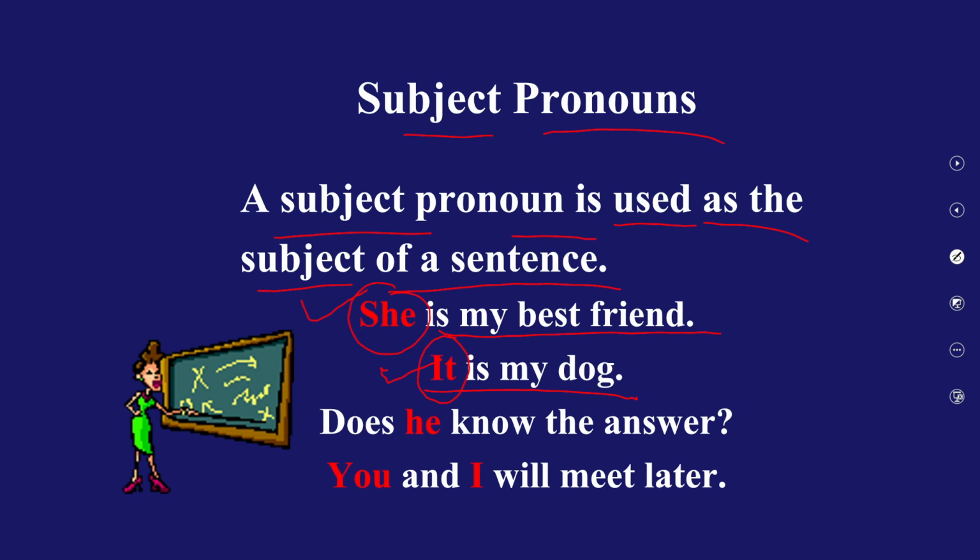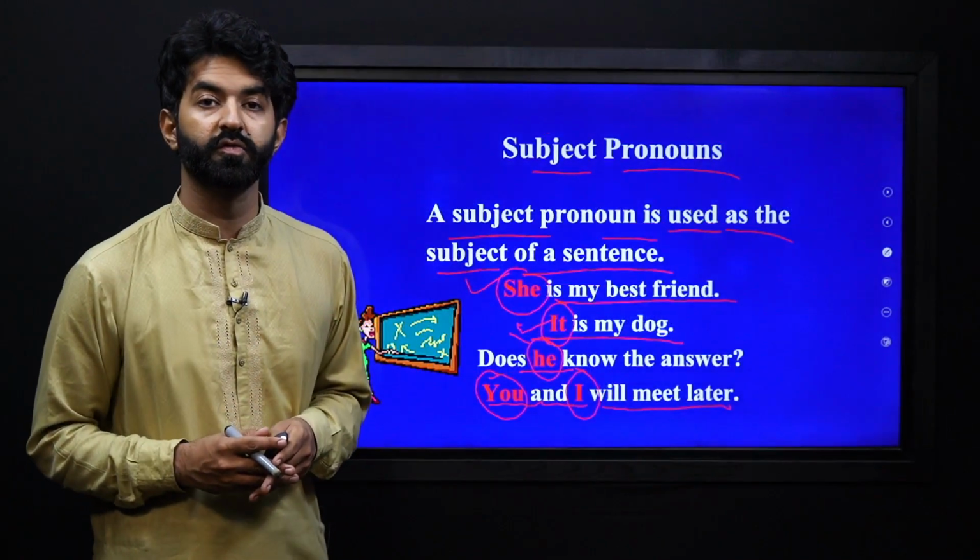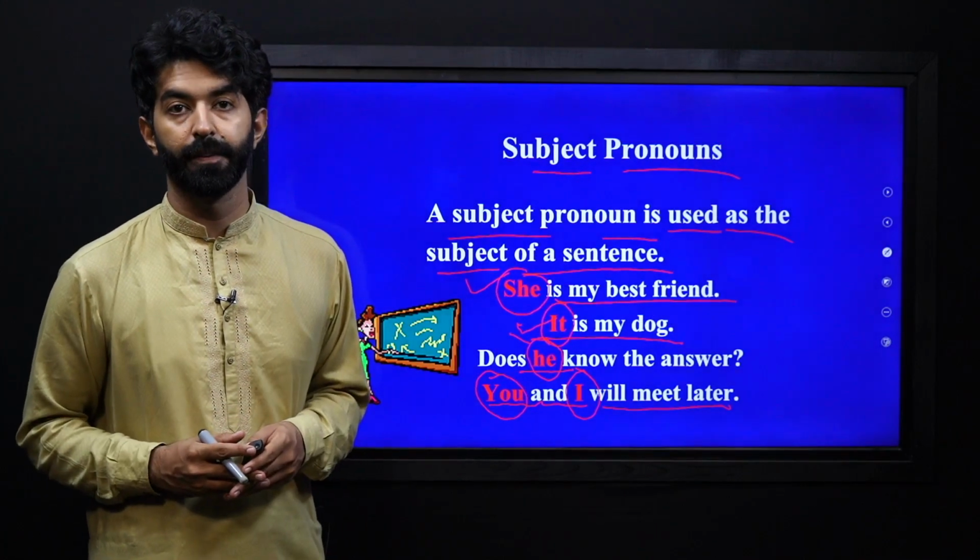"Does he know the answer?" Here he is replaced by a name, so we used "he" instead to refer. Hence it's a subject pronoun. "You and I will meet later." Instead of naming these individuals, we used the subject pronouns. As they are the subjects of this sentence, we used "you" and "I" instead.